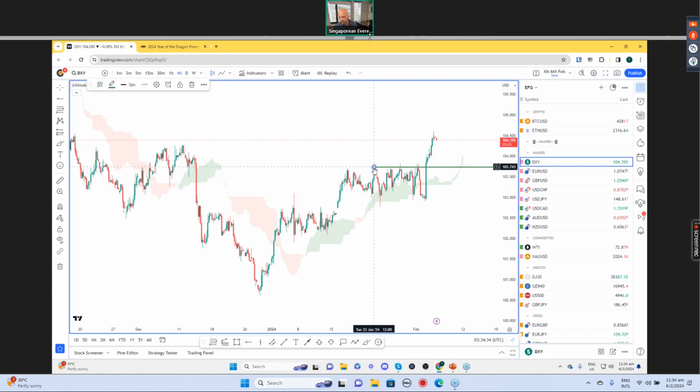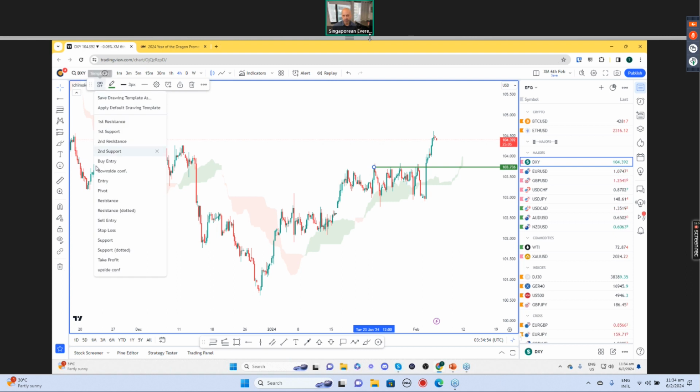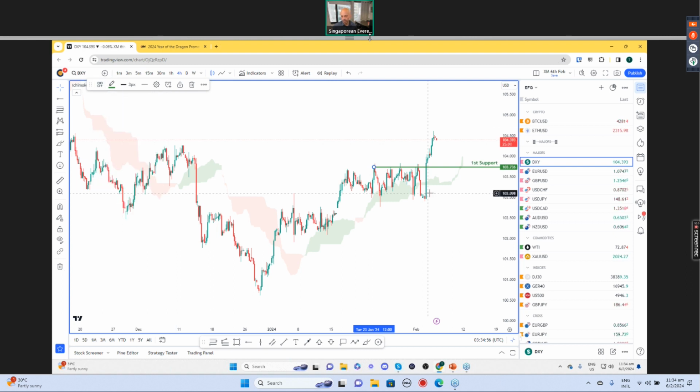So this was previously a resistance level for the dollar index, right? This level here at 103.73. You can see price failing to break above 103.73 several times since 17th of Jan, but because we had strong jobs data that pushed price above it, this level, what was previously a resistance level, could now potentially function as a pullback support level.